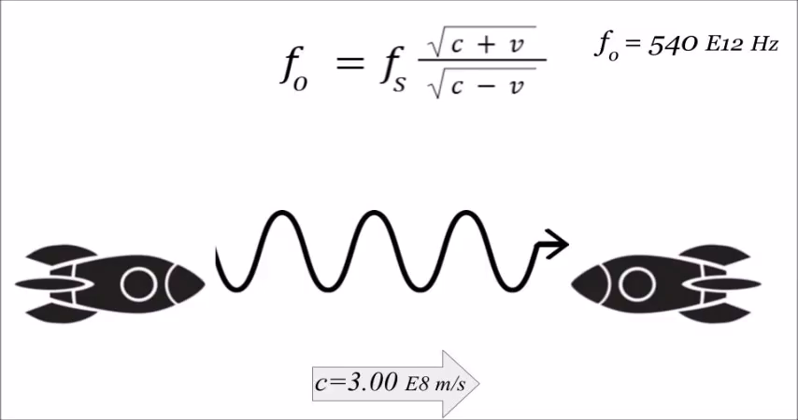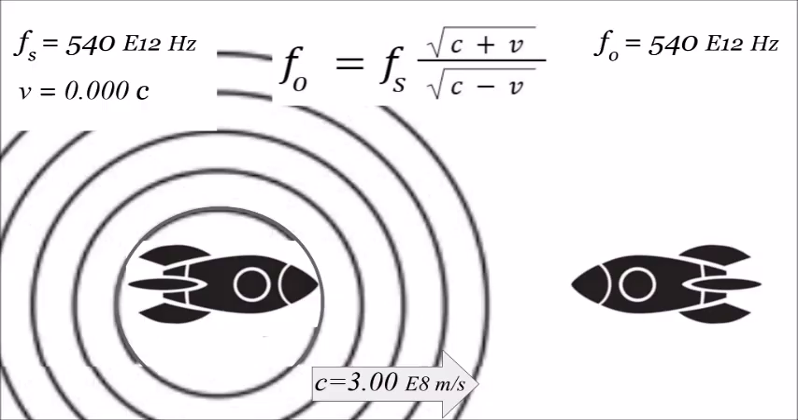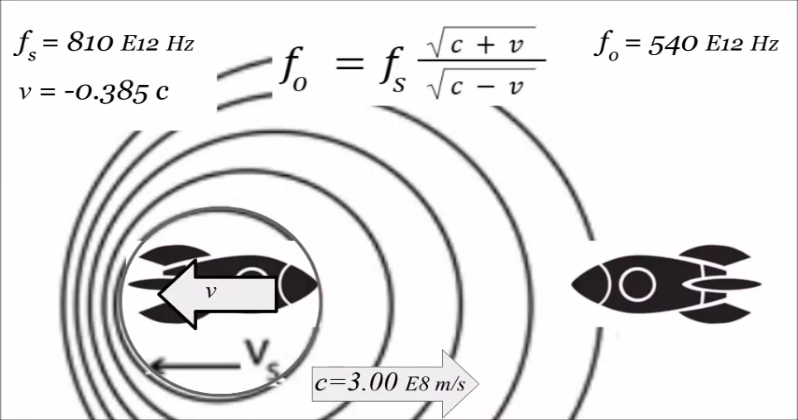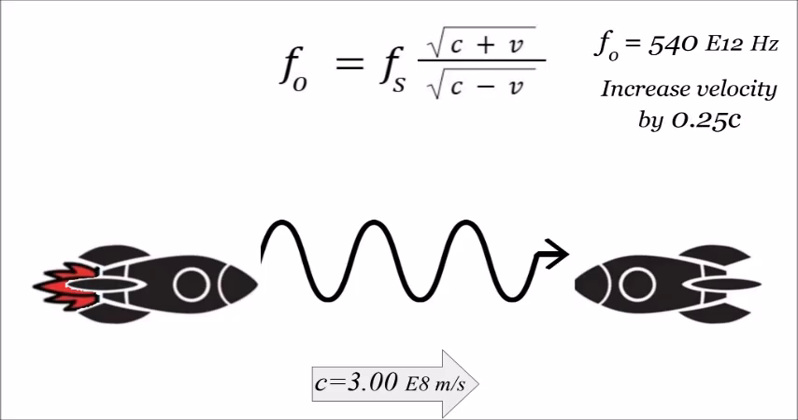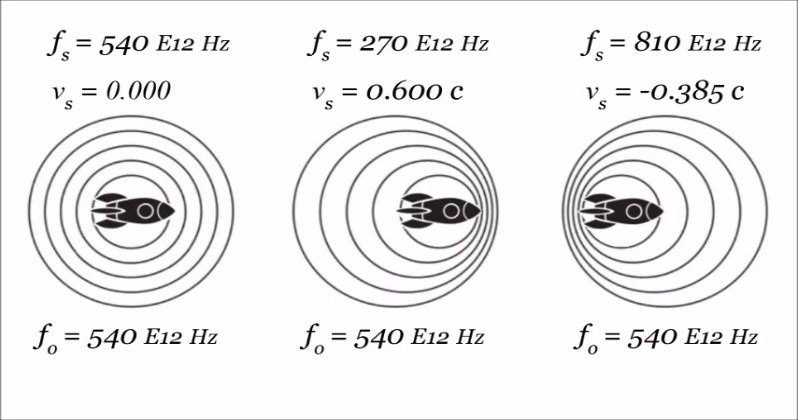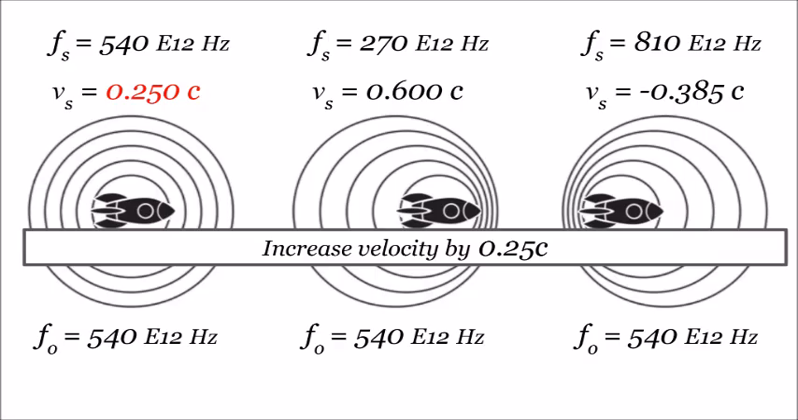Fewer variables, so this looks promising again. You know the observed frequency, but you don't know the whole story. Are these waves being squished or stretched, and by how much? Let us fire the rocket, increasing the speed by 1/4 the speed of light. That's the plan. But wait a minute. This new speed doesn't seem to add up.